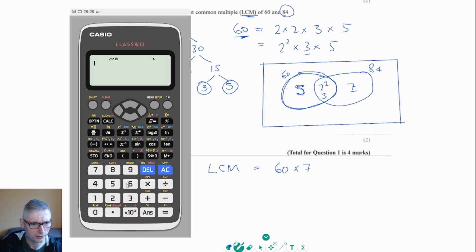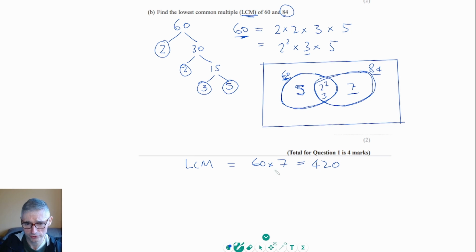Okay, so just to make that easy, I'm going to do this on the calculator. So that's going to be 60 times 7, which I'm hoping is 420. And there we go. Yes, I should be able to do that since I'm a maths teacher. So 420. And I could have actually done it the other way around. I could have gone 84 and then the number that's not inside the circle for 84, times that by 5. And that would also give me 420. So that's the LCM, and at this point, we've finished the question.